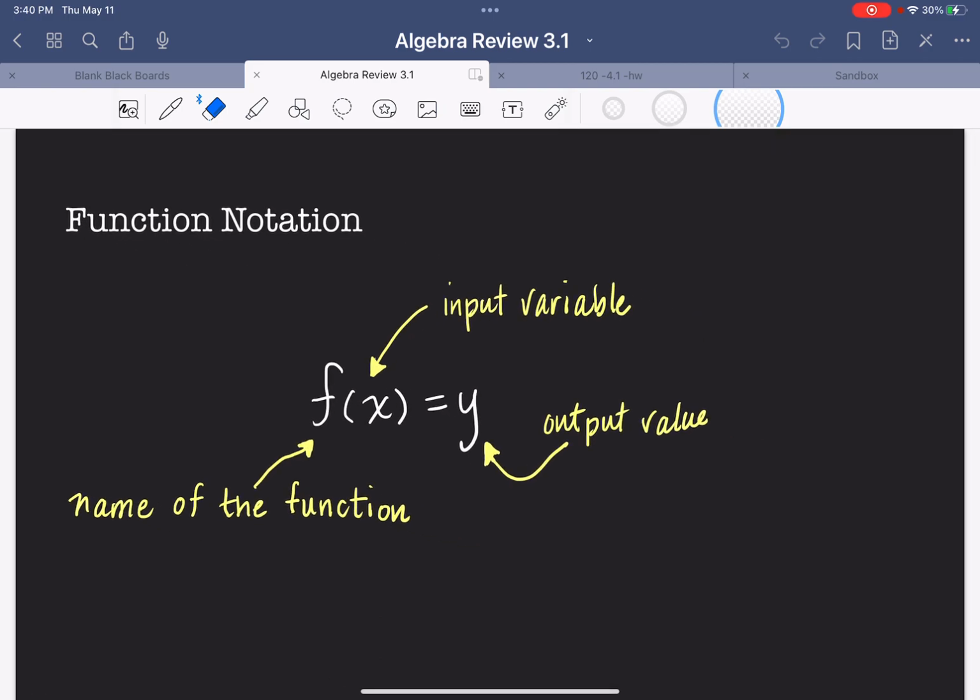So the first thing is function notation. In function notation, we have f of x equals y. The input variable is this x. The name of the function is f. It can be any letter, always lowercase, and sometimes you'll see g and h. Those are very common. And this overall expression means the output value, we also know that as y.